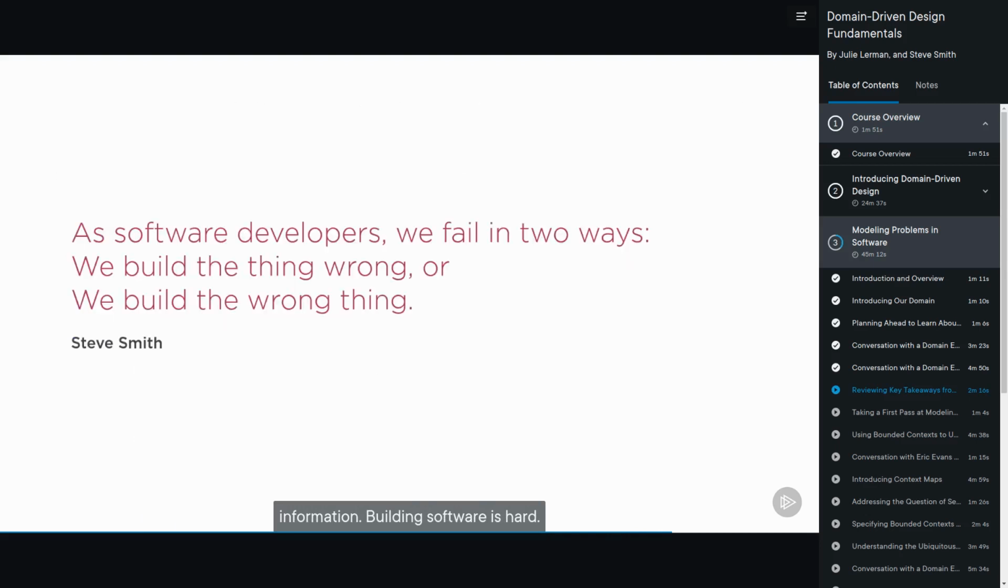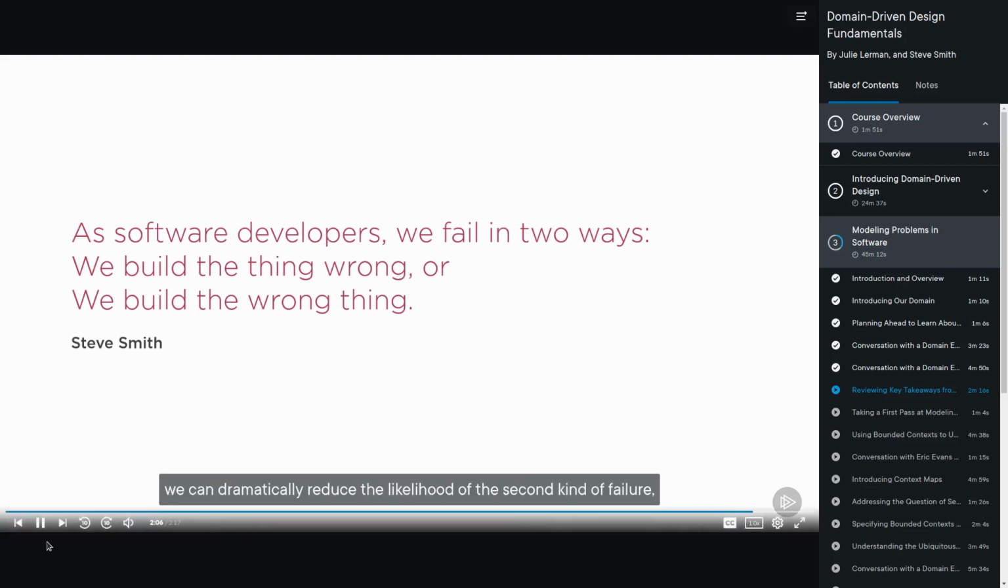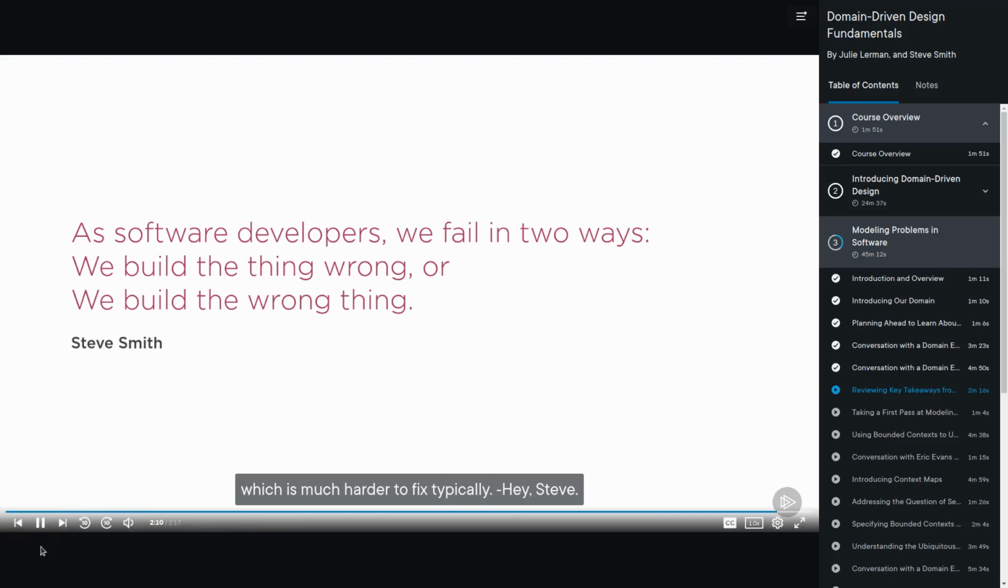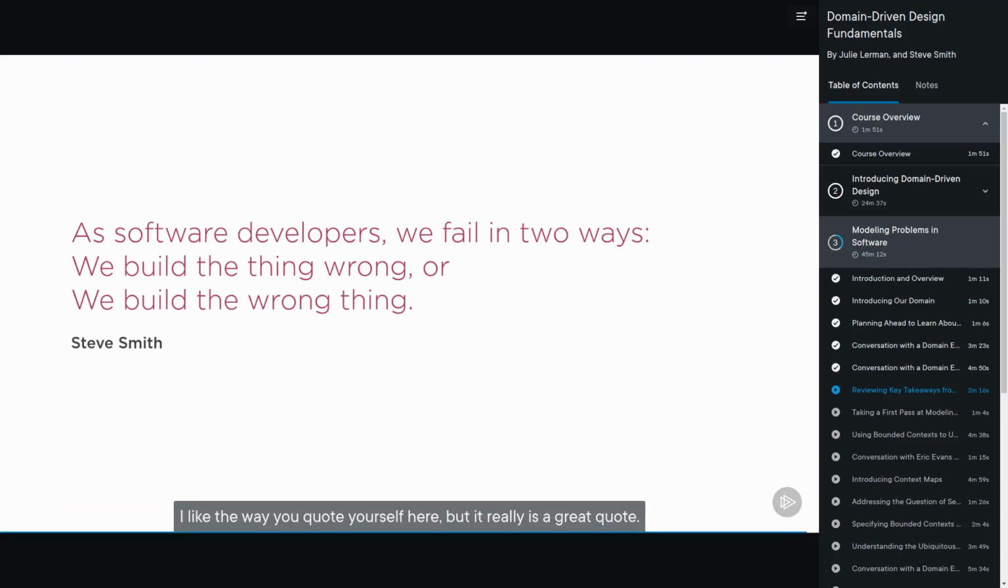Building software is hard. One of my favorite sayings is, as software developers, we fail in two ways. We build the thing wrong, or we build the wrong thing. By making sure we understand what the customer needs, and of course working closely with the customer throughout the development process, we can dramatically reduce the likelihood of the second kind of failure, which is much harder to fix typically. Hey, Steve, I like the way you quote yourself here, but it really is a great quote.